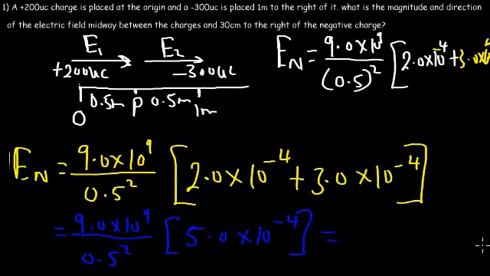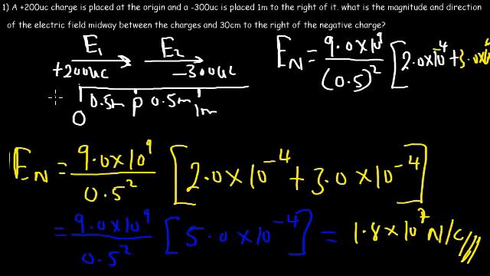So at this point, I need to use my calculator to have my answer. So if you type that properly, you should get 1.8 times 10 to the power of 7. So the unit of electric field is Newton per coulomb. So you have to associate the unit with it to have a full mark. So this is the solution to the first part.